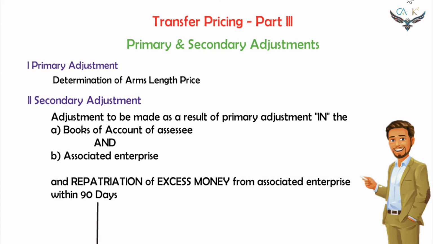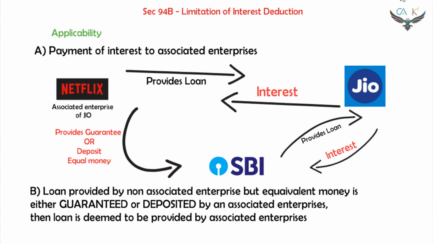The revision lecture of primary and secondary adjustment and section 94B itself has come around 5 to 7 minutes, so it will be uploaded as a separate video.